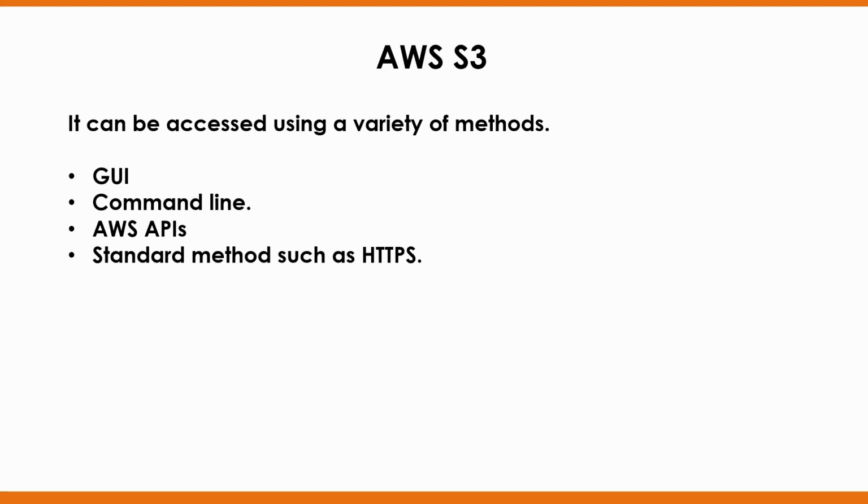We can access S3 using a variety of methods. The first one is through the graphical user interface. The second one is the command line. The third one is AWS APIs. And we can access S3 even with standard methods such as HTTPS. So these are the ways we can access S3.